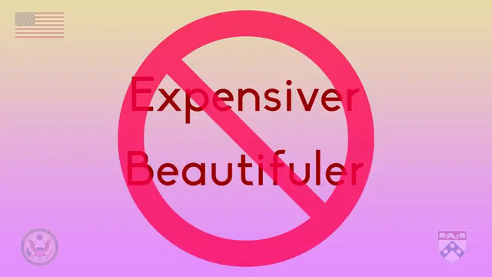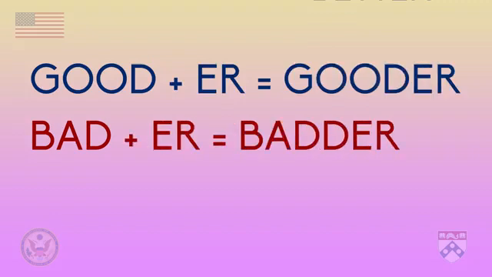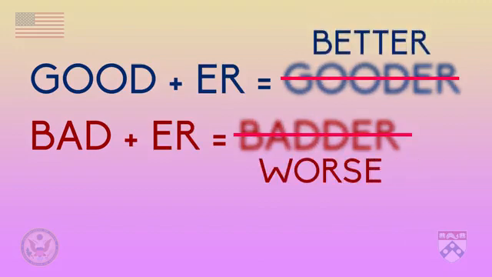Before we finish, let's look at some special adjectives, good and bad. They have special comparative forms that don't follow the normal rule. You might expect them to become gooder and badder, but the comparative forms are actually better and worse.